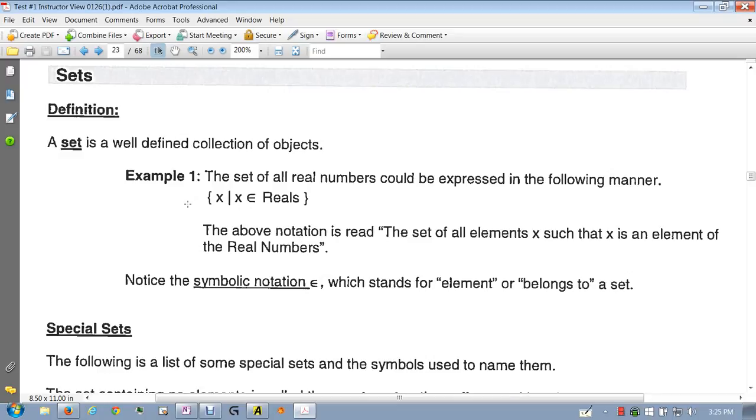Okay, so you start with a brace, and then you're saying, okay, it's all of the x's such that, this bar, such that x belongs to the real numbers. So this little e symbol sideways is element of. So you're saying every x where x lives in the real numbers.